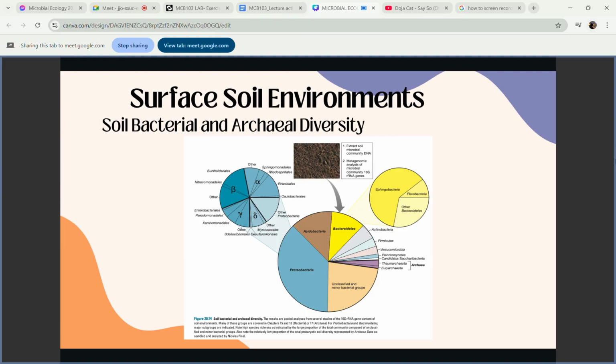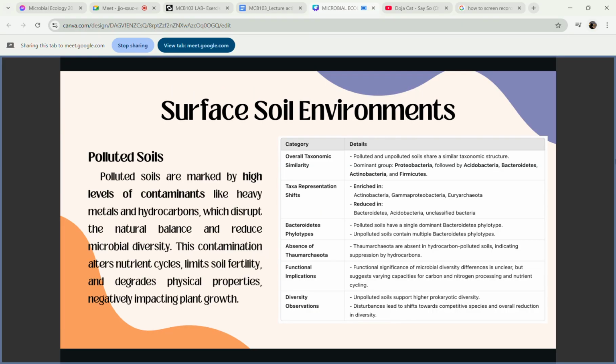Mainly, we can see that the highest occupant of this pie graph is the proteobacteria, wherein they were the most adaptable group with broad metabolic capabilities. And the next with the highest percentage are the acidobacteria and bacteroidetes, which play roles in nutrient cycling by decomposing plant compounds and soil polysaccharides. And for the second to the last is the... wait, let me go back.